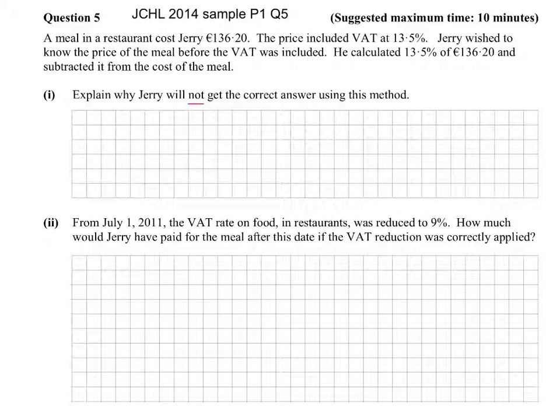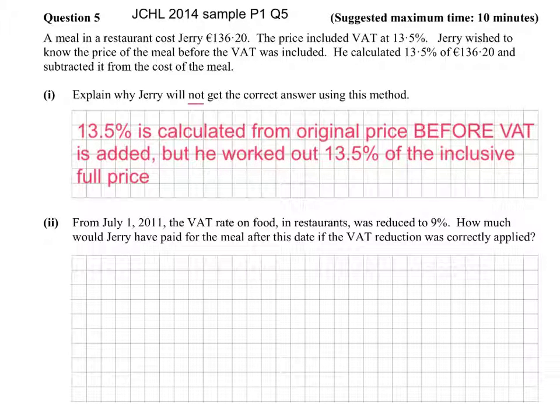The key idea that you need to put across in your explanation is the fact that the 13.5% is a rate that is used to work out the VAT as a percentage of the original, in a sense, cost price. You don't use it to work it out from the final price after the addition. So I've said 13.5% is calculated from the original price before VAT is added, but he worked out 13.5% of the inclusive full price.